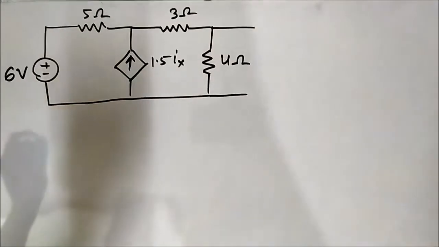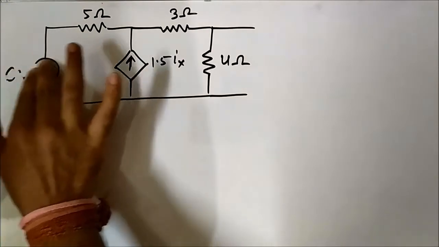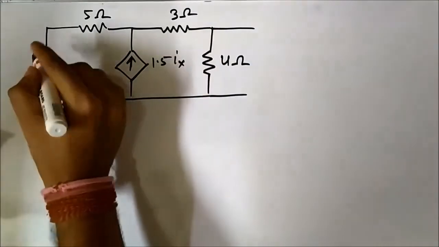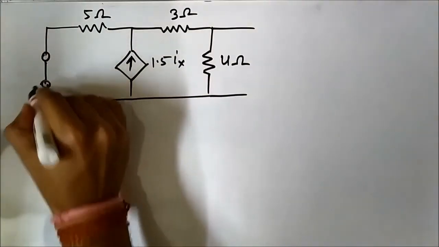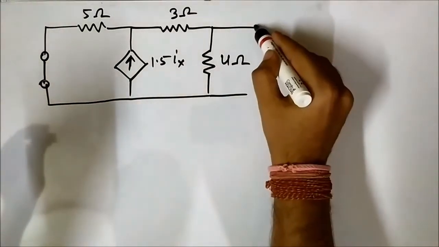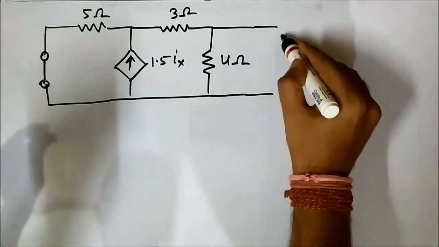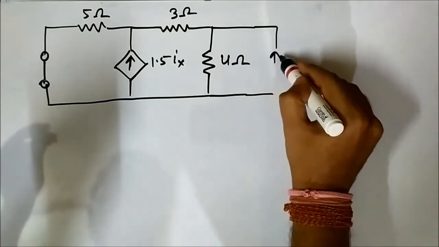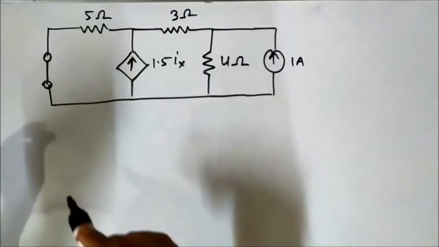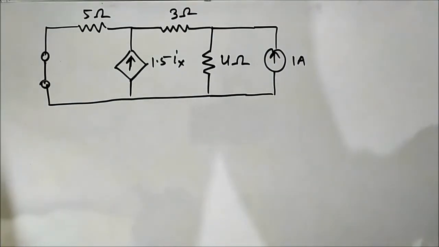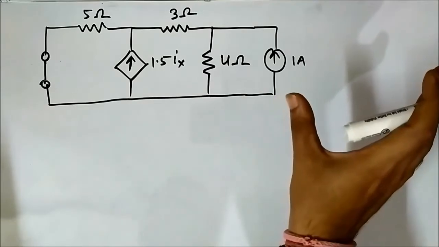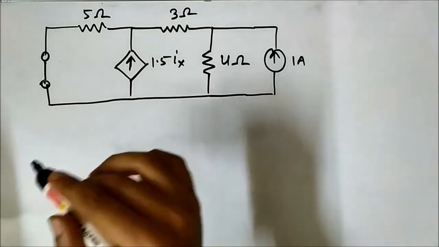So for that we have to deactivate this voltage source, means short circuiting it. Okay, we have short circuited it, and we have to excite this circuit with a unit current source, 1 ampere current source, because there are no independent sources present. In the previous question we connected a 1 volt voltage source, here we are connecting a 1 ampere current source.